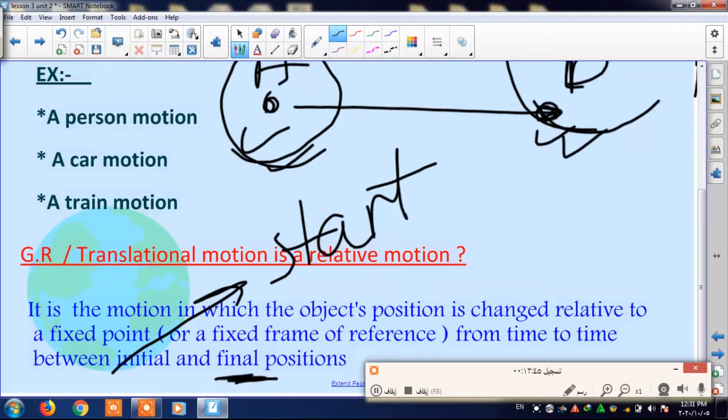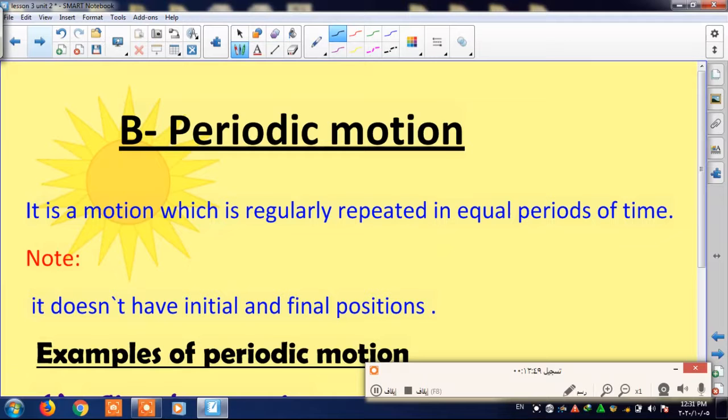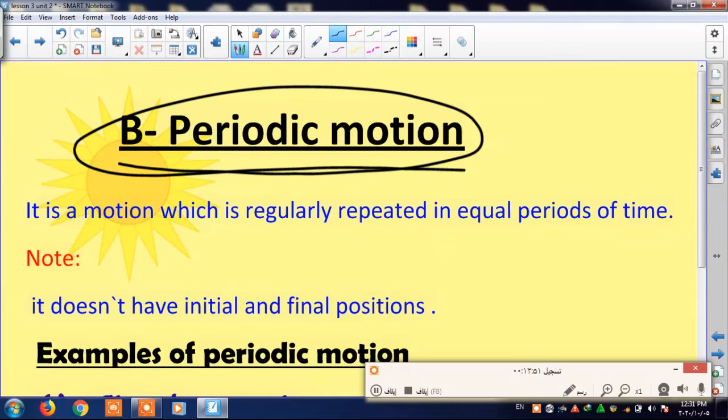Any problem here? The second type of motion is the periodic motion. What about the period in language? The meaning of period in language is to repeat itself in equal intervals of time. Like what? Like the motion of the moon around the earth.